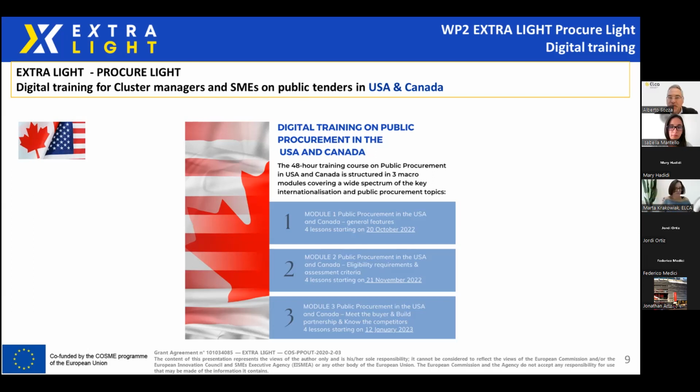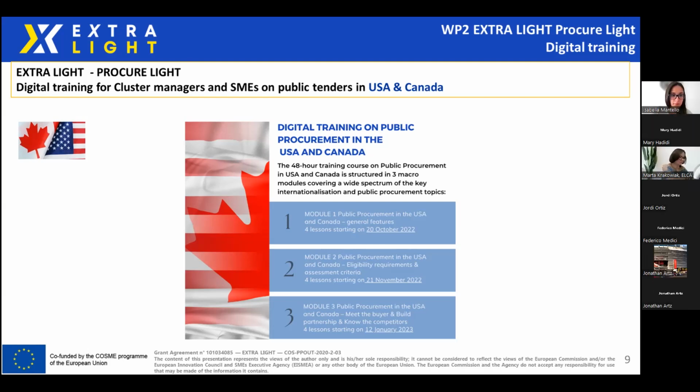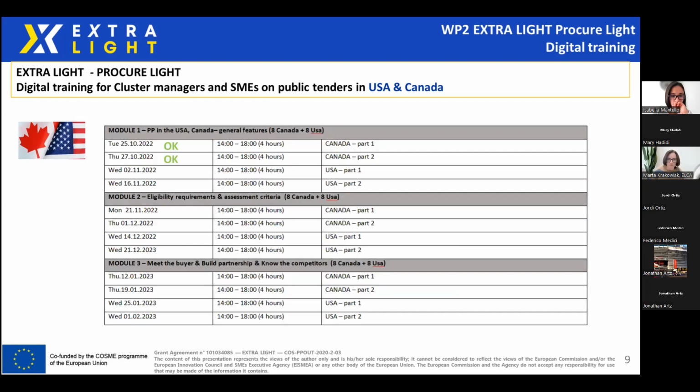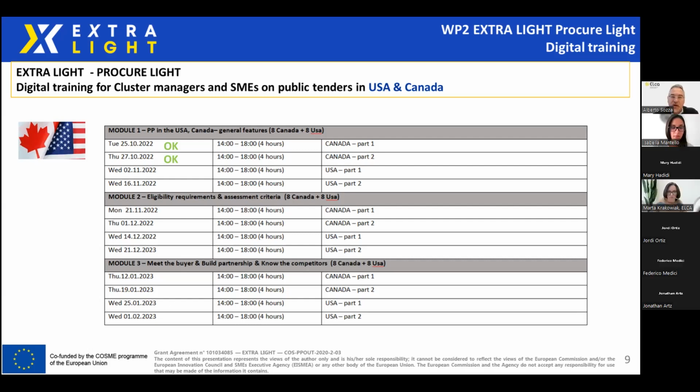This is the first part of 2 parts related to module 1 for the USA. After that, we have module 2 with the eligibility requirements, and module 3 with meet the buyer and partnership, which are scheduled just after this first part. We just ran our first 2 lessons on Canada. Today we start with the USA, with the first part today, the 2nd of November, and after that we have the second part of the general features on the USA market scheduled for the 16th of November.